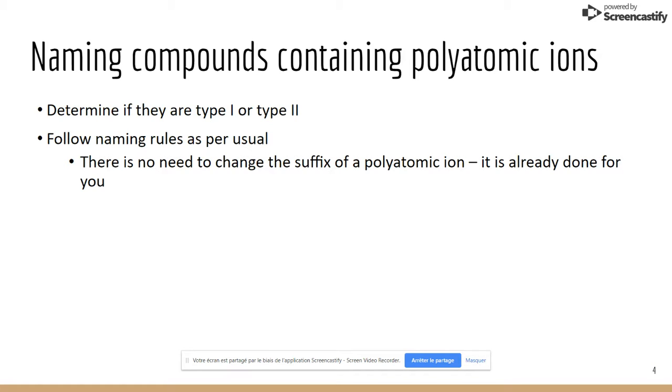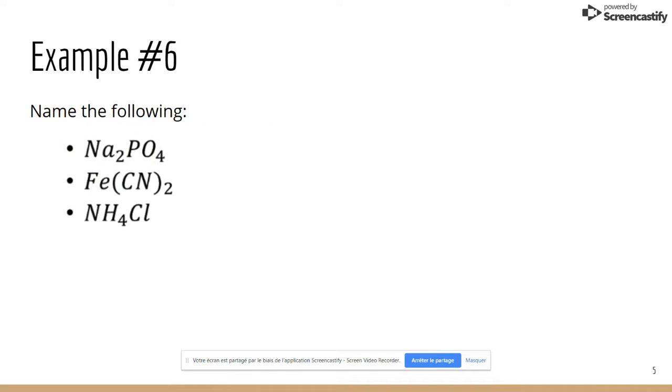And then otherwise, you're going to follow the naming rules as per usual, except you do not need to change the suffix of the polyatomic ion. It is already done for you. For Chemistry 10HH, I do not require that you memorize the polyatomic ions. That does change if you take AP Chem, but for right now, I'll be giving you a list of polyatomic ions. Pause here.